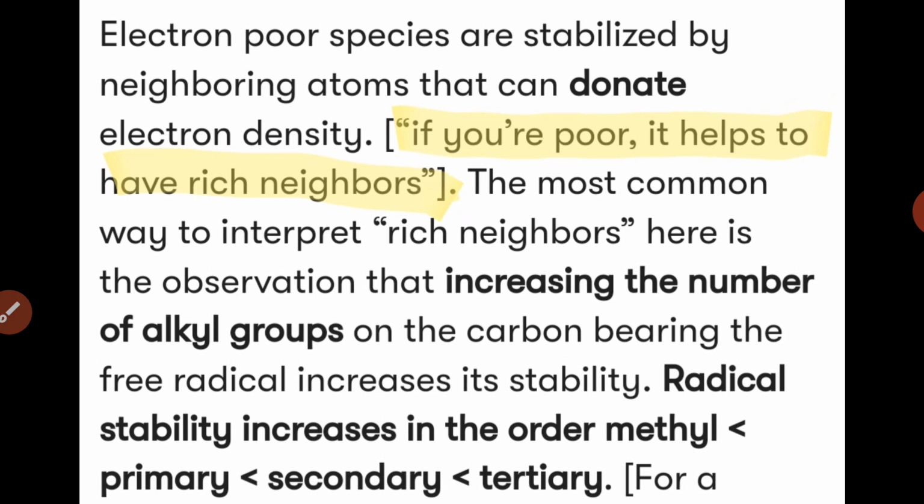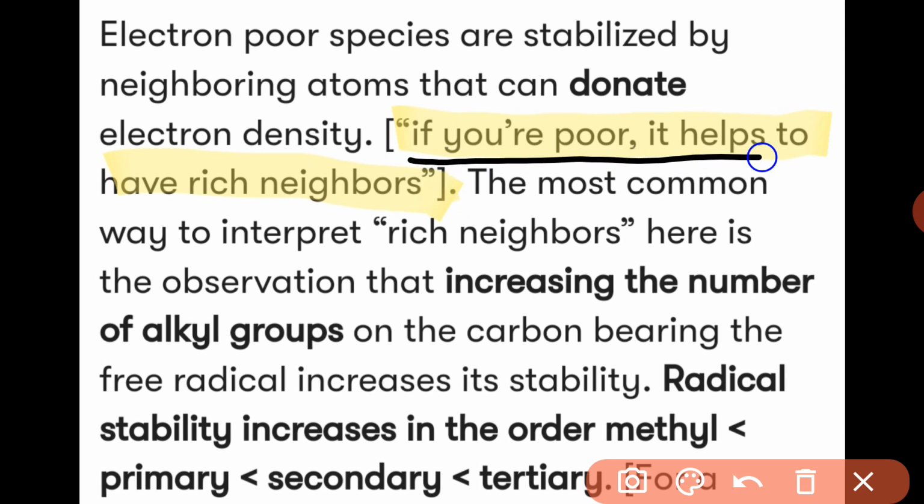This is a very important line, and you have to understand it by this example: if you are poor, it helps to have rich neighbors. If you are a very poor person, I don't wish that you be, but consider that you have some neighbors that are rich, then they might give you some amount to help you out.